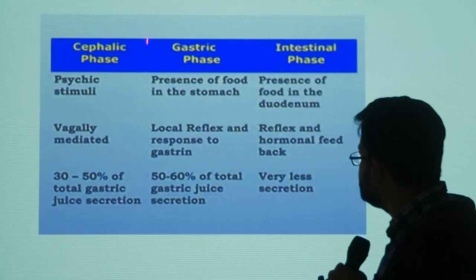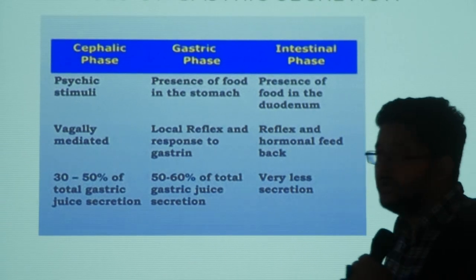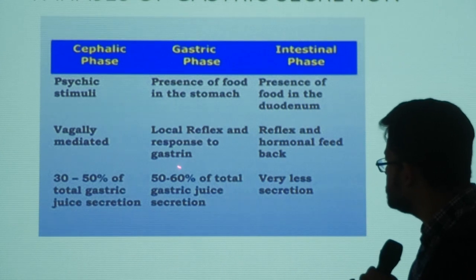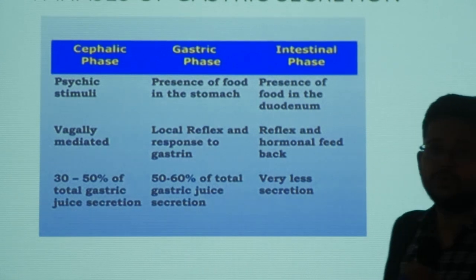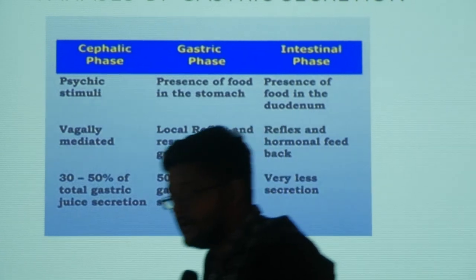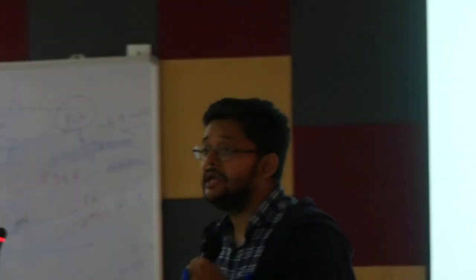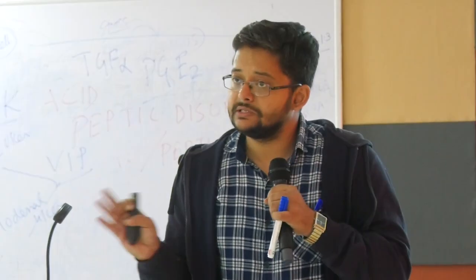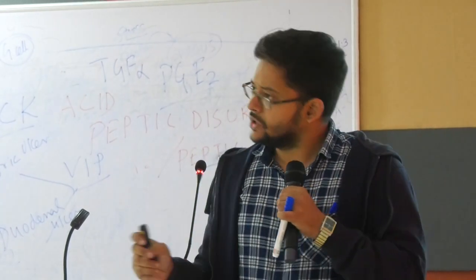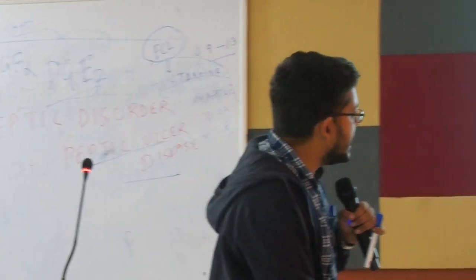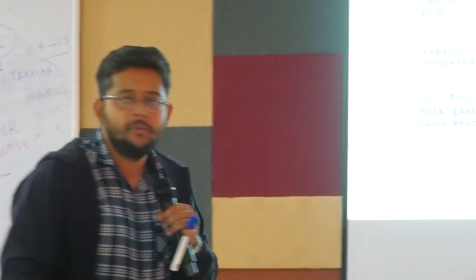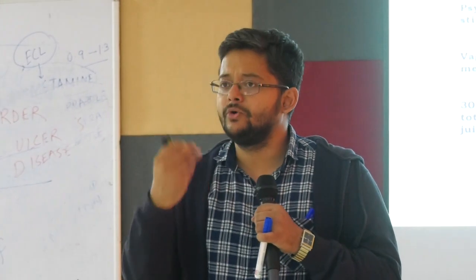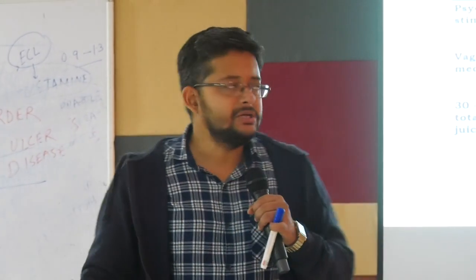Secondly, we have the gastric phase, where the presence of food in the stomach is the factor that leads to local reflex and response to gastrin. Very important. What is a local reflex? A local reflex is mediated by the enteric nervous system, Meissner's plexus or Auerbach's plexus. The myenteric plexus, whichever she is talking about, that is also correct. So that leads to 50 to 60% of the total. That is the majority over here. Definitely it should be, you need food for this.